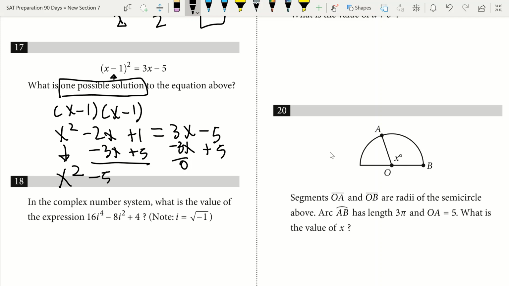That's going to give me negative 5x. And then I'll have plus 6, because 5 plus 1 is 6. That equals 0. So now I just factor it, and then whatever my factors are, I set them equal to 0, and that will give me my answer for a possible solution. So I see my factors in this case.